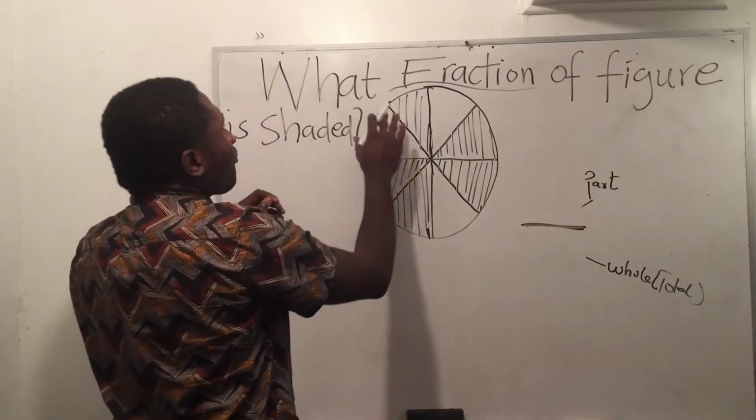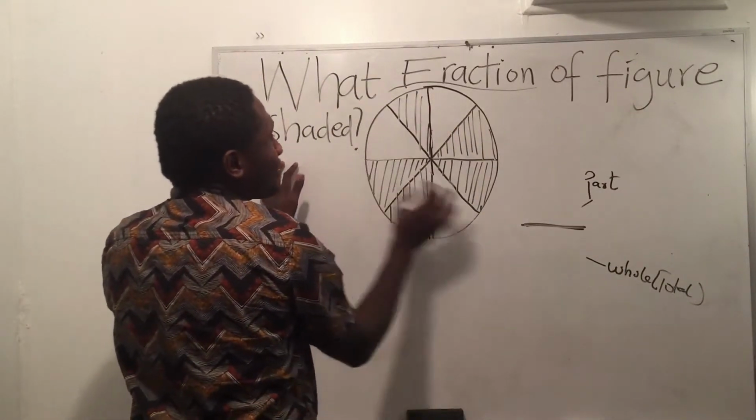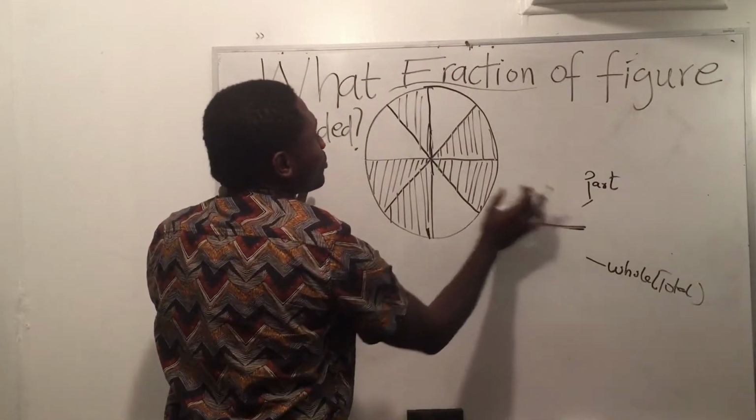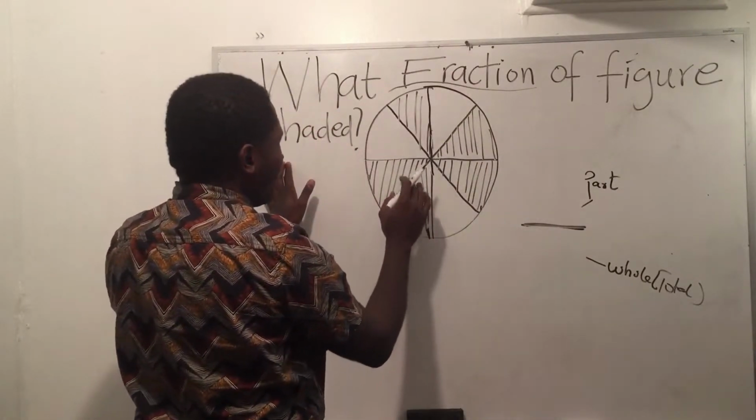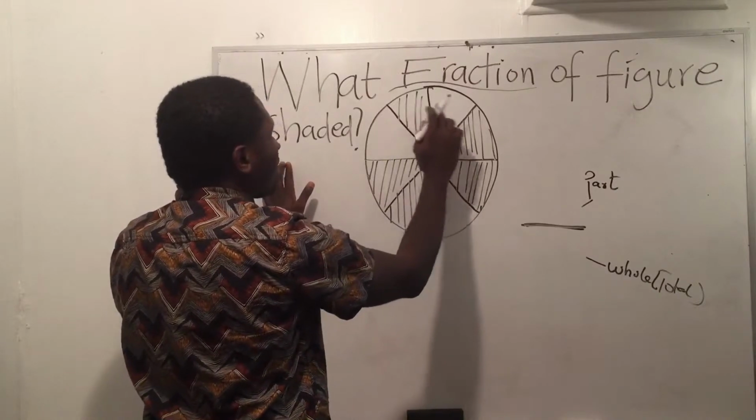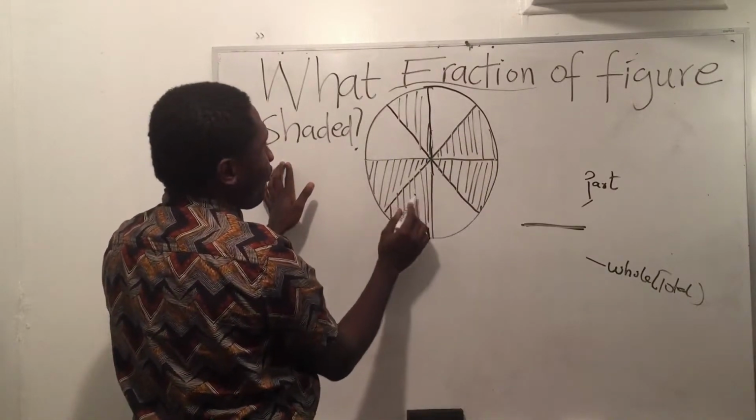So I'm writing what fraction of the figure is shaded. So that would be the part that goes to the top. So how many do I see shaded right here? Let me start from the top. 1, 2, 3, 4, 5.